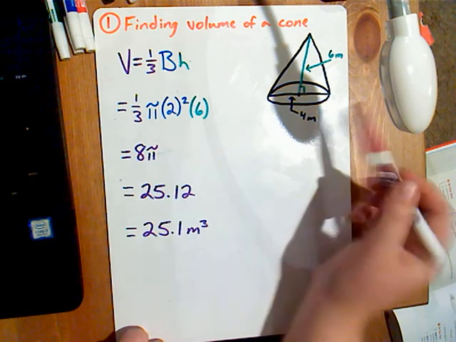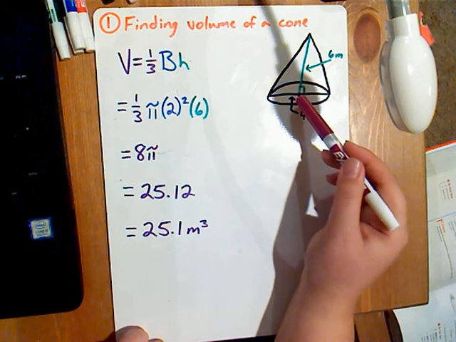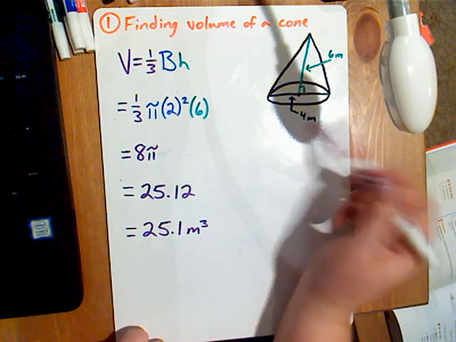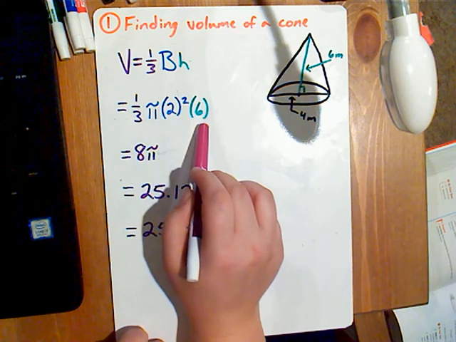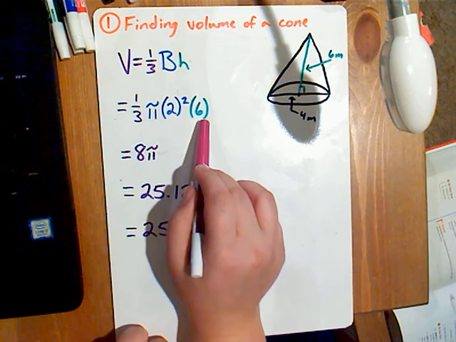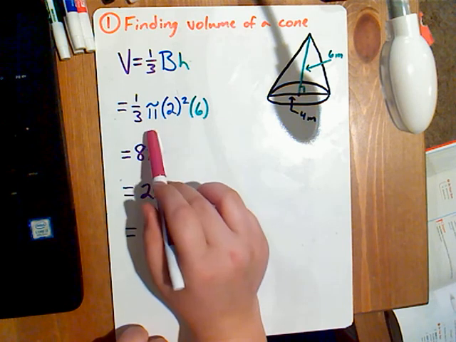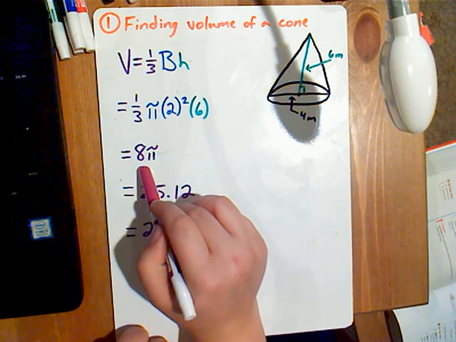And remember, this is giving us our diameter, which goes all the way across. We want the radius, which is half. So half of 4 is 2 squared times our height. So 2 squared is going to be 4 times 6. And then divide that by 3. We end up with an 8 pi.